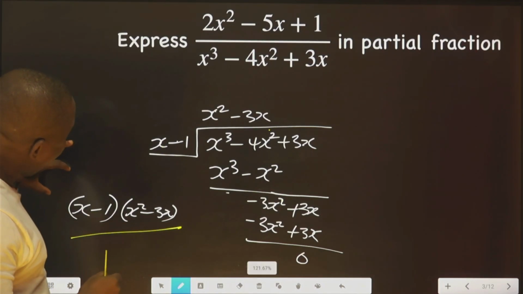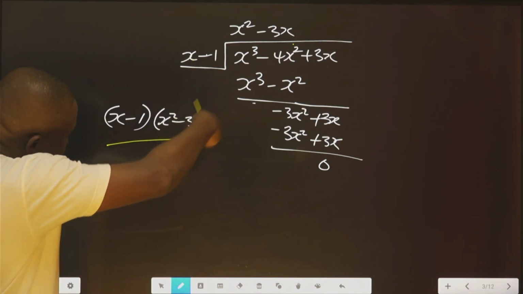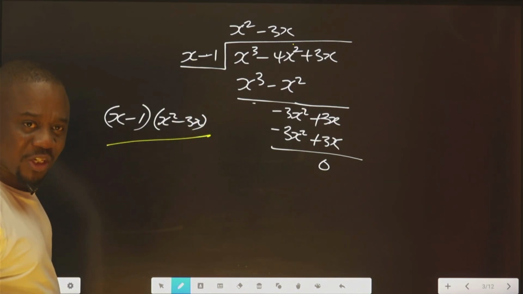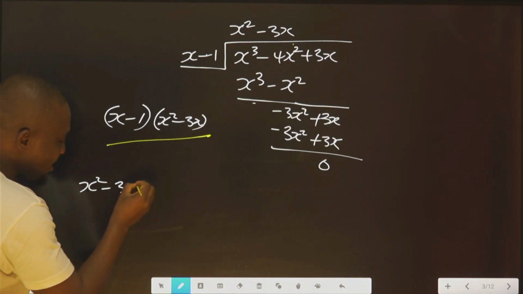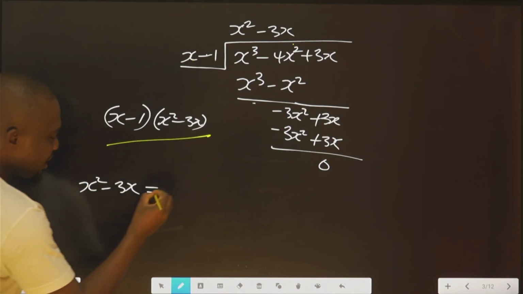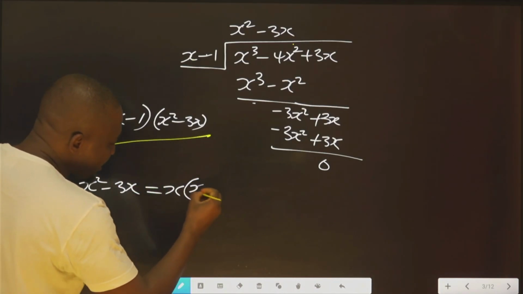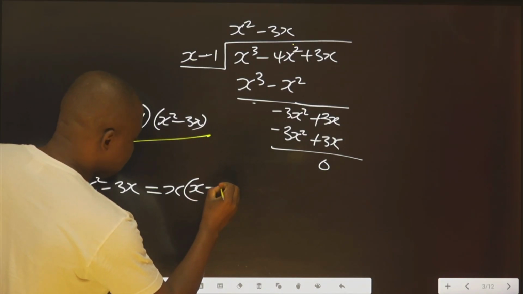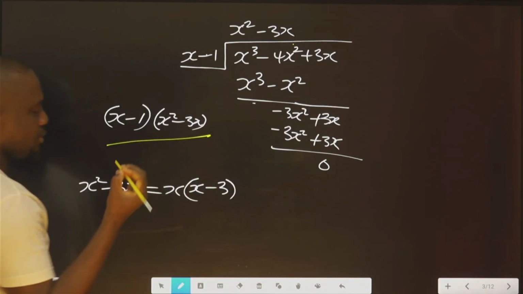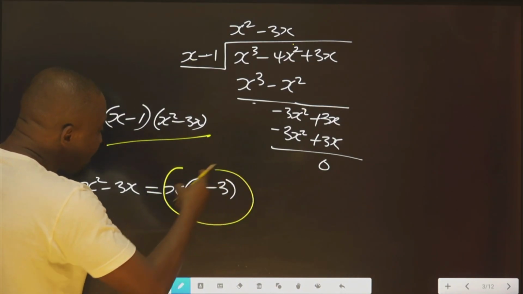And you agree with me, we are not through yet. We are not through because this still has something to factorize. So we say s squared minus 3s. You agree with me, what is common between this is s. If I bring s out, what is remaining now is s minus 3. Okay? So this is going to replace this guy.